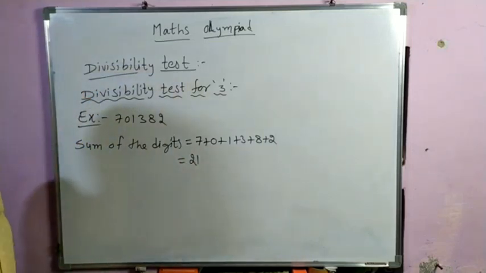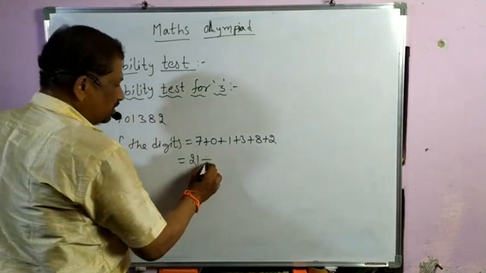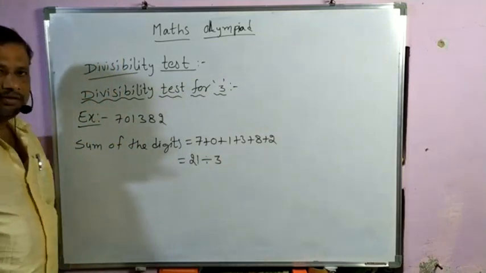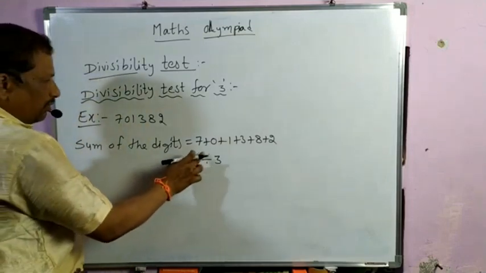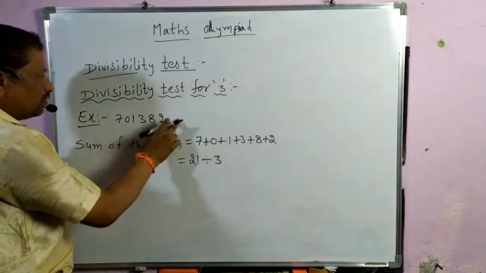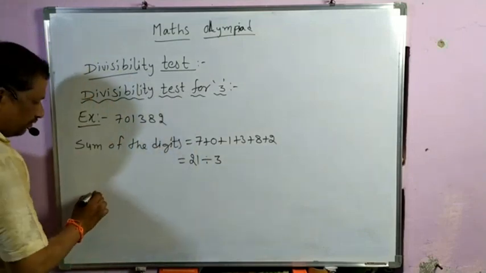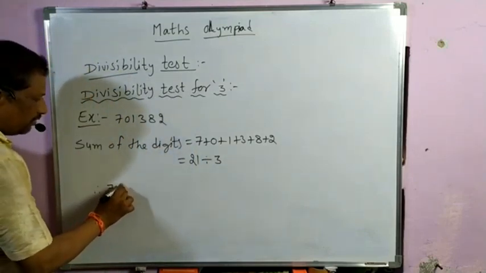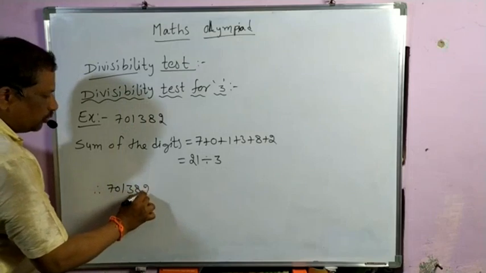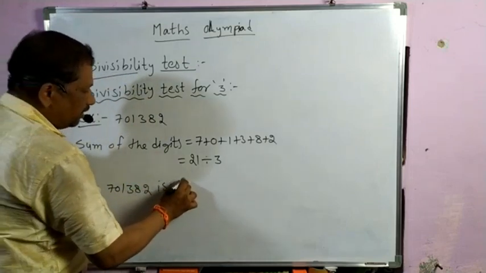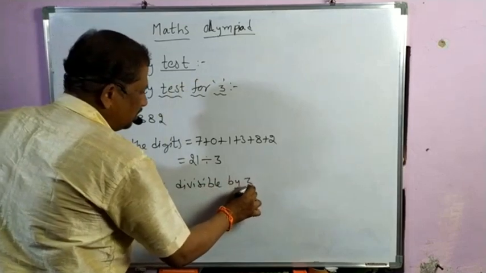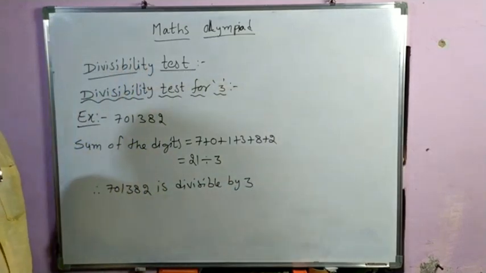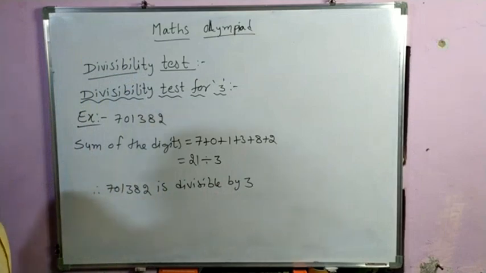Is 21 divisible by 3? Yes, it is divisible by 3. 3 7s are 21. So this sum of the digits is divisible by 3. Then the number is also divisible by 3. So therefore, the given number 701382 is divisible by 3. Okay.